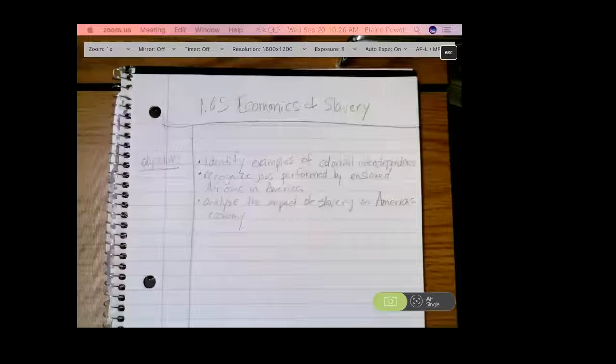Let's do another quick check. Hands up if you are still working. Switch it this time. Hands up if you're still working on writing these down. See one person still writing. How about online? A little bit more.